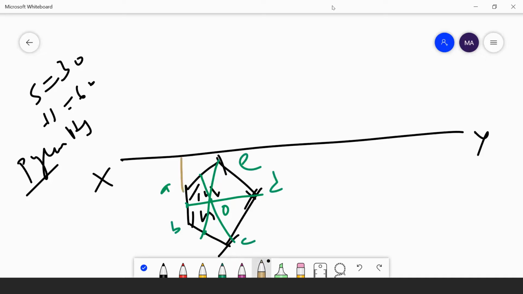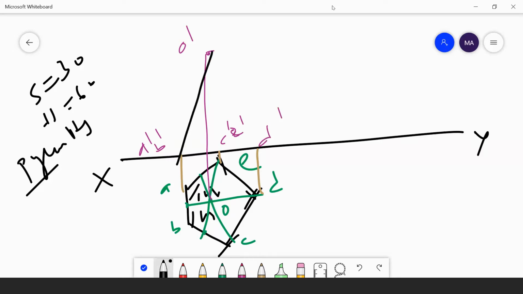I am projecting this one up to the reference line. Now I am projecting the O up to 60 mm, where I will get O dash. Then I am joining these points: A dash, B dash, C dash, E dash, D dash. Then I am joining all these points to the apex O dash.